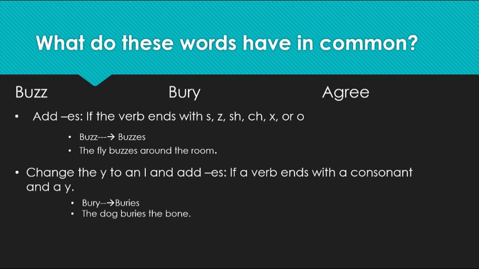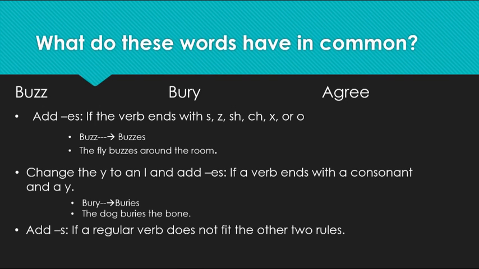Now, if you have a verb that does not meet either of these rules, then you simply add an S. So if it does not end in an S, Z, SH, CH, X, or O, and it does not end in consonant Y, you simply add an S to it. Therefore, add an S if a regular verb does not fit the other two rules. So agree becomes agrees, like the judge agrees with the jury.